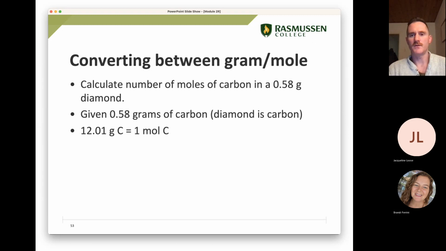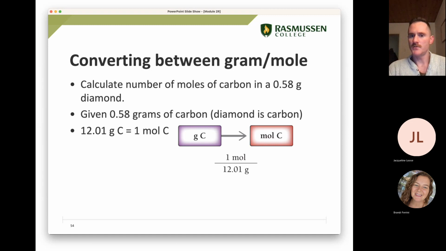Let's calculate the number of moles of carbon in a 0.58 gram diamond. Diamond is just straight up carbon. So you want to set up your conversion factor. 12.01 grams of carbon is equal to 1 mole. You get that from the periodic table. So you set up your conversion factor: there's 12.01 grams in 1 mole of carbon, or you can say there's 1 mole of carbon in 12.01 grams of carbon. You can flip this up or down.